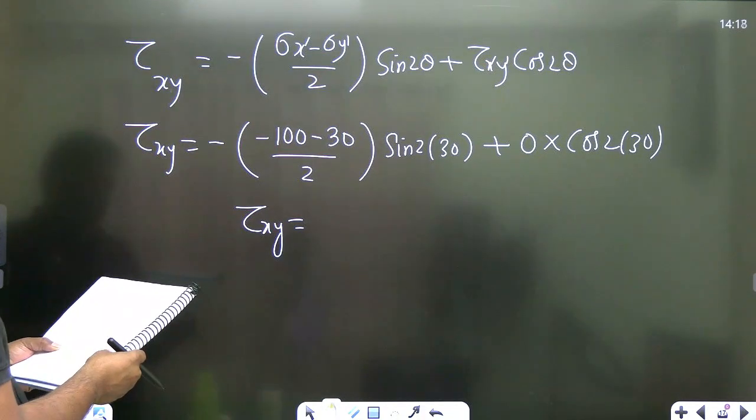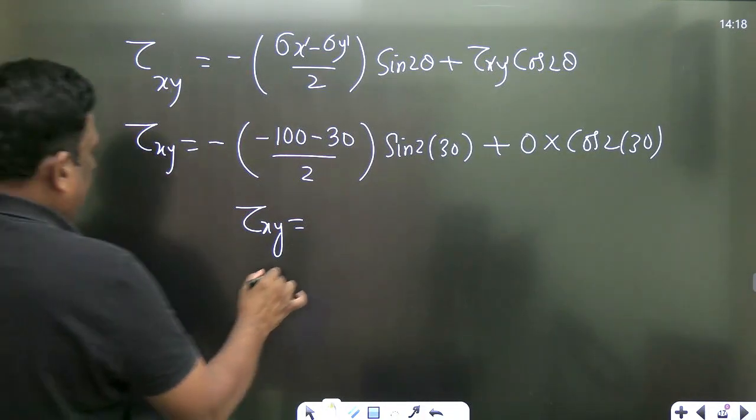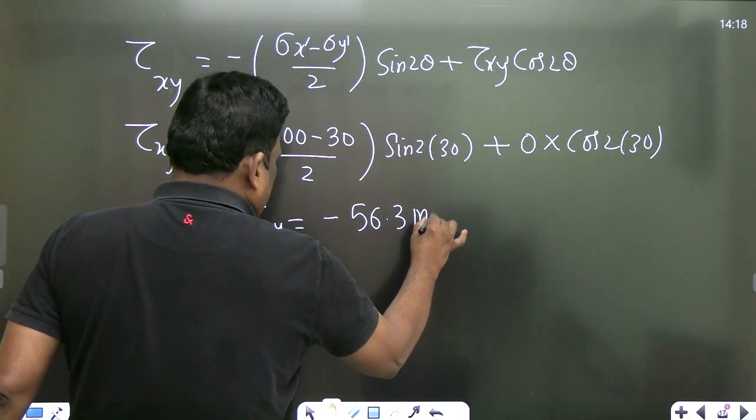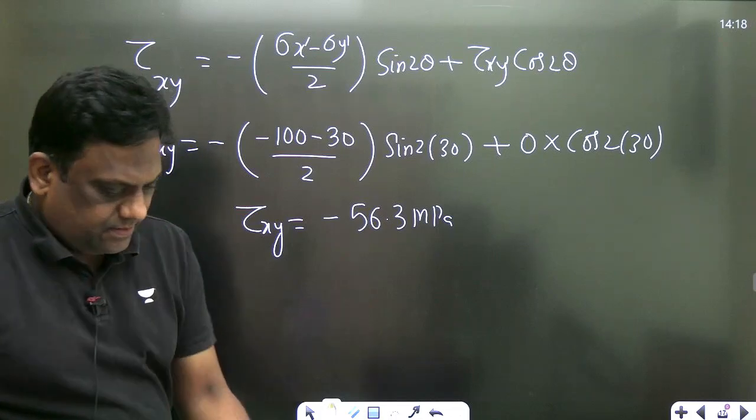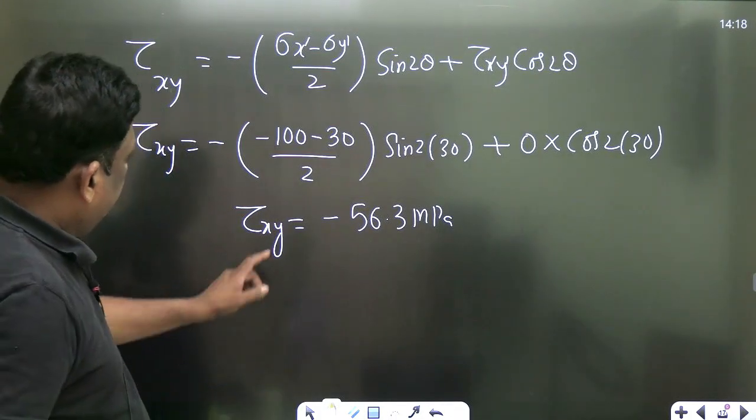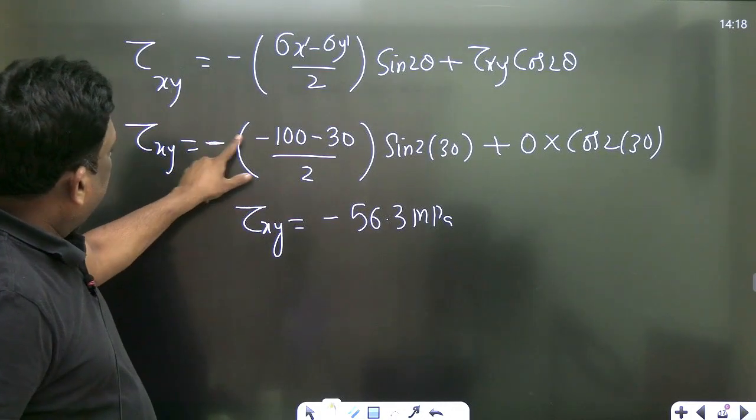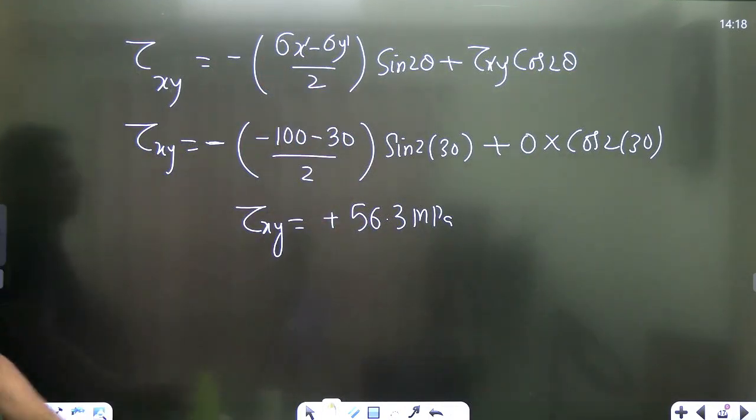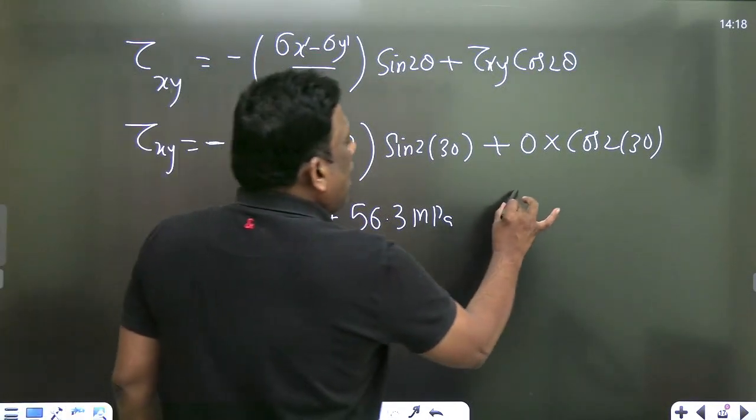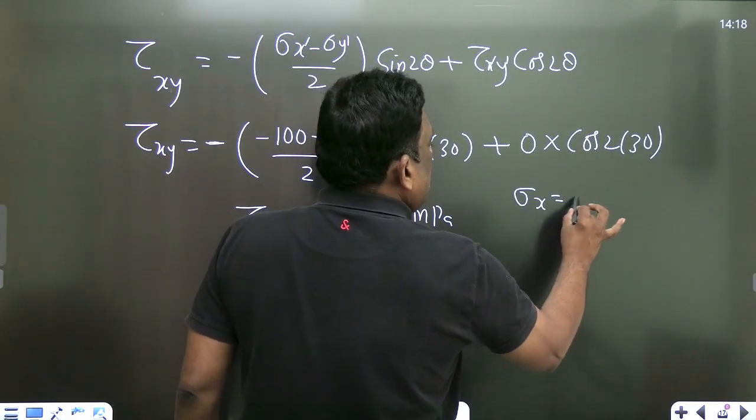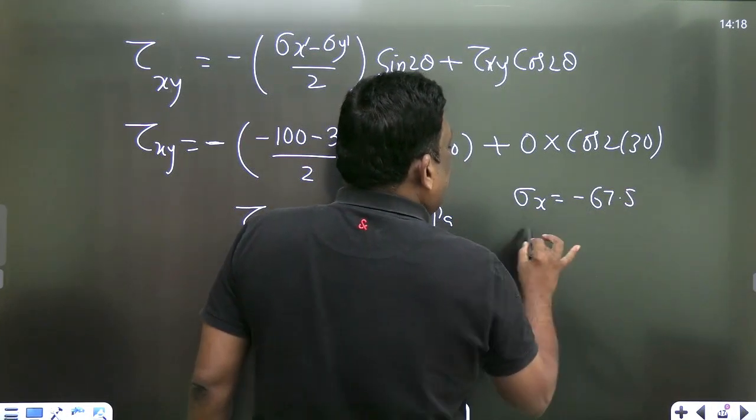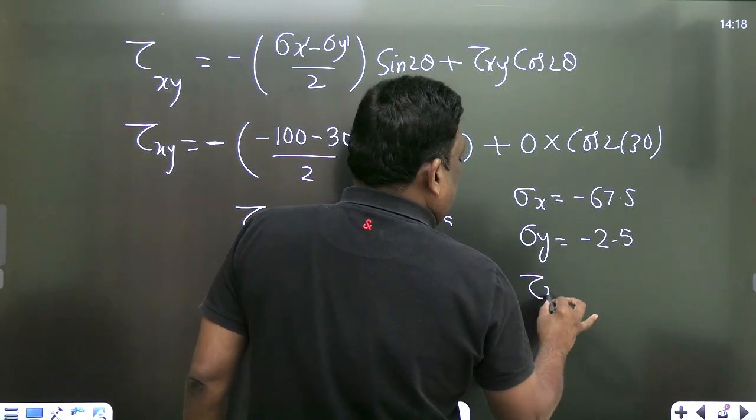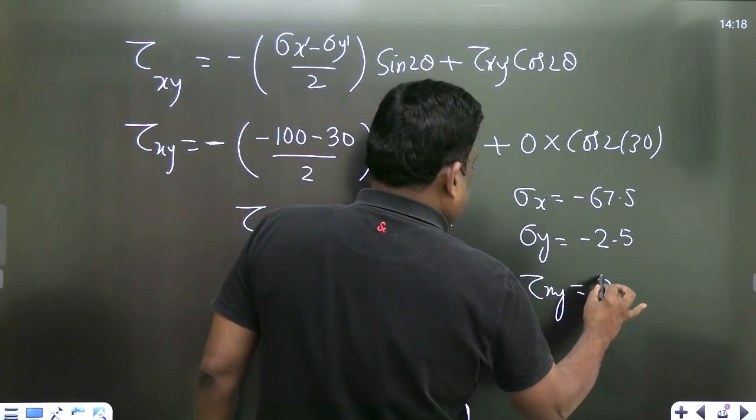Minus 100 by 2, okay, sine 60. तो कितना आ रहा है सर? I think when I calculate, it is minus 56.3 megapascal. What does it mean, sir? Is it minus? I'm sorry. ये माइनस है, यहां पे भी माइनस है, तो प्लस आ रहा है सर. वंडरफुल सर. So it means we got the value of sigma x as minus 67.5, we got sigma y as minus 2.5, and we got tau xy as 56.3.